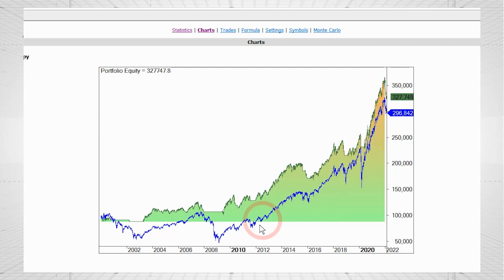But you can see the blue line is buy and hold for SPY, the equity curve. And you can see this one is consistently outperforming buy and hold. And so this works better than, say, the close versus the 200-day cross, because the close 200-day cross generated too many whipsaws and it underperformed buy and hold.